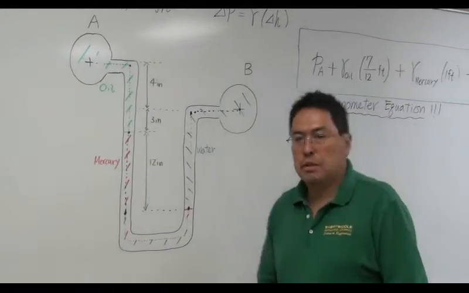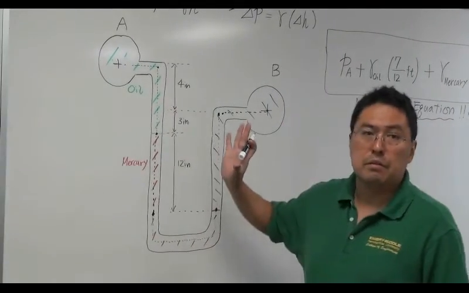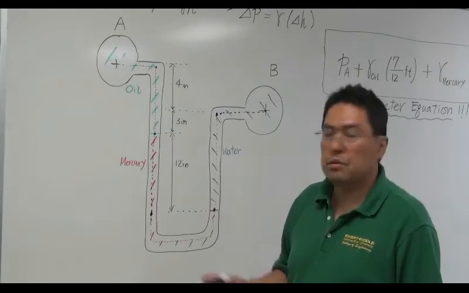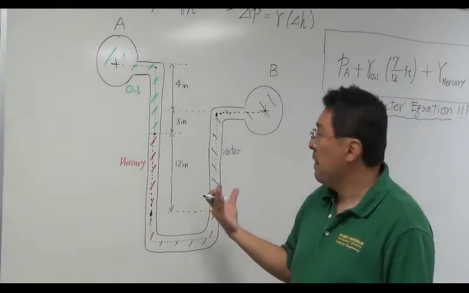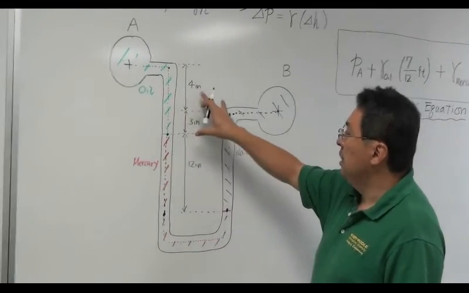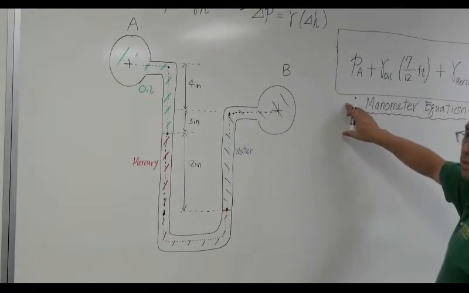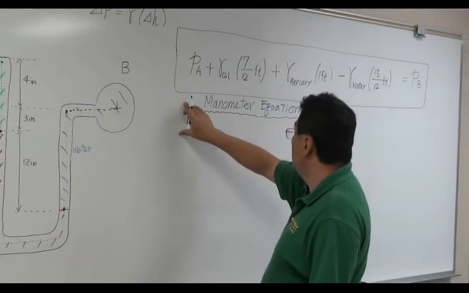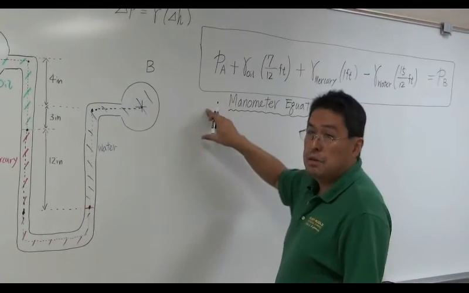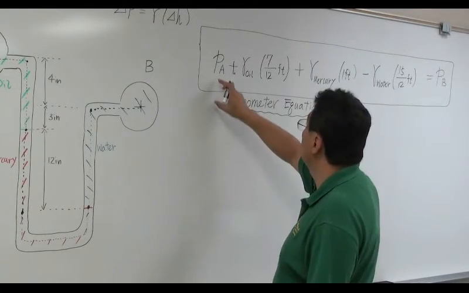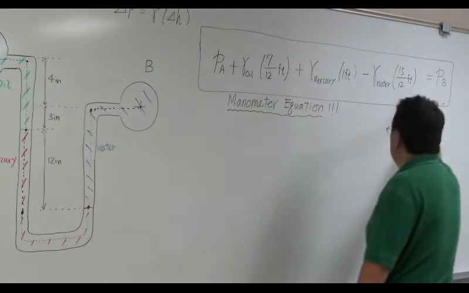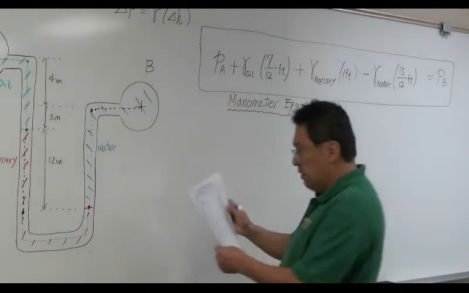Manometers can come with lots of different configurations and lots of different liquids, or a combination of multiple liquids. So for each manometer you see, you have to derive its unique manometer equation. Then you can use this equation to solve the problem. In this case, the pressure difference between PA and PB. Okay? So let's finish up.